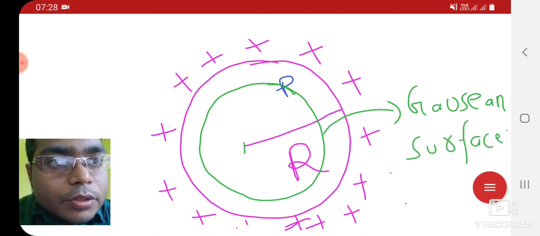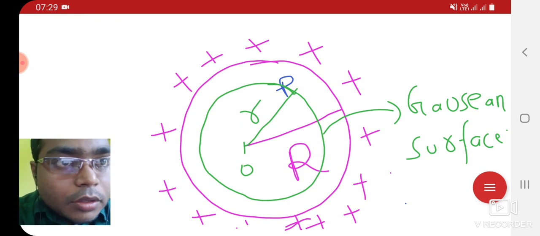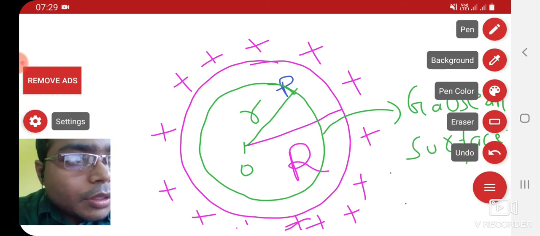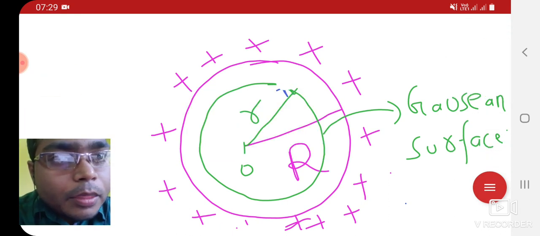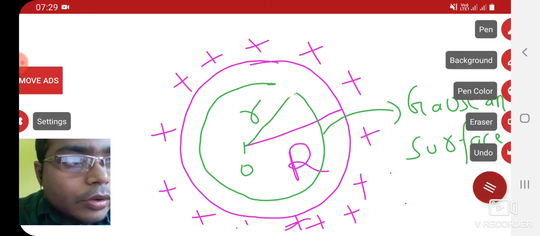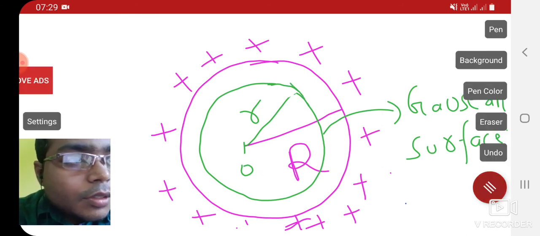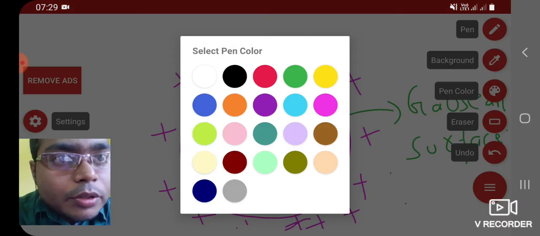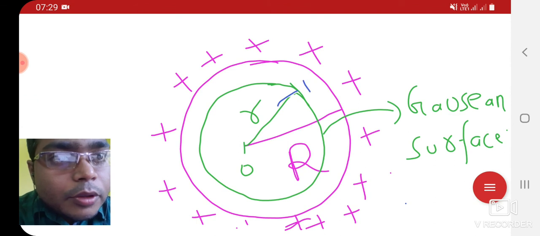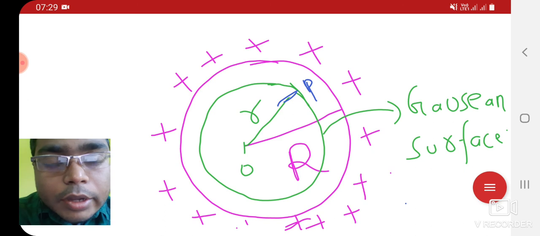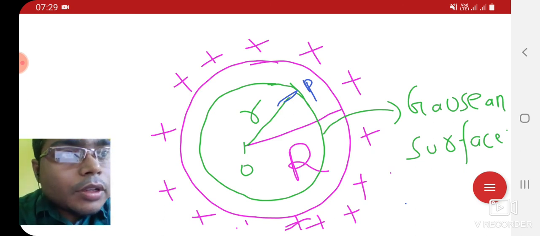Let the distance from the center to the point P be smaller. How much distance have we taken? The distance we have taken is small r. Let us denote the point P. This is the point P, and we are going to calculate the electric field at this particular point. Here you can see small r is less than capital R.